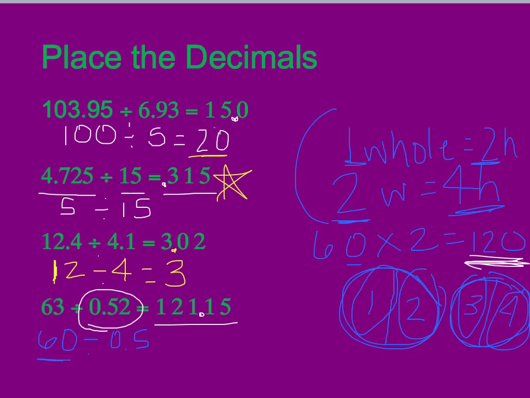Because like this lovely picture I drew over to the right, you're thinking about the halves. You're not thinking about the wholes. How many equal groups of half do I have in this number? So in 63 wholes, we're going to have 121 and 15 hundredths halves.